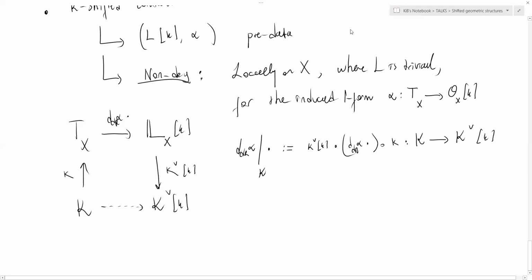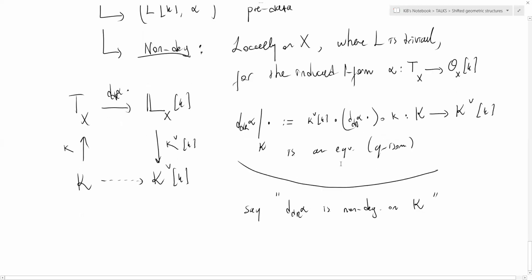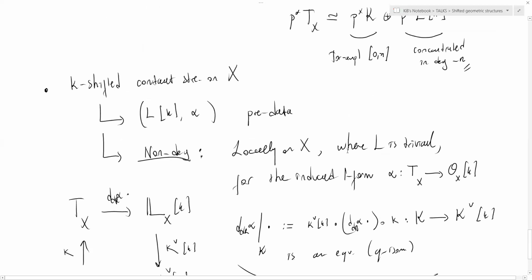Okay. This map, now we want this map to be an equivalence. So therefore, this is a kind of quasi-isomorphism. And for short, we just say d_dR alpha is non-degenerate on K. When we say something like this, we mean this map is an equivalence. So this is a short way of saying that. Now this is our definition essentially. So we just translate the classical data to the context of derived geometry somehow.